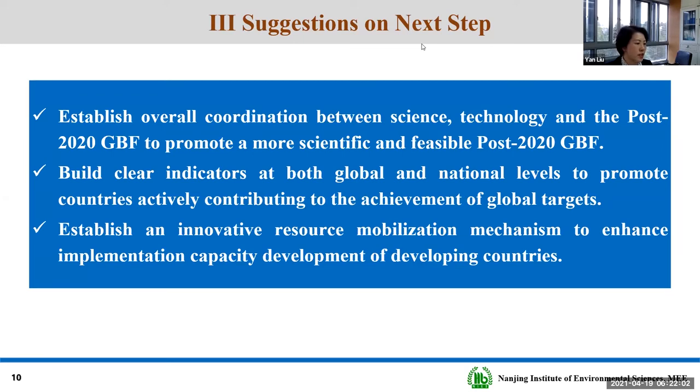There are three points. First one is to establish overall coordination between science, technology, and the post-2020 GBF to promote a more scientific and feasible post-2020 global biodiversity framework. And also, secondly, to build clear indicators at both global and national levels to promote countries' activity contributing to the achievement of global targets. And last but not least, establish an innovative resource mobilization mechanism to enhance implementation capacity development of developing countries. And yes, that's my presentation today.